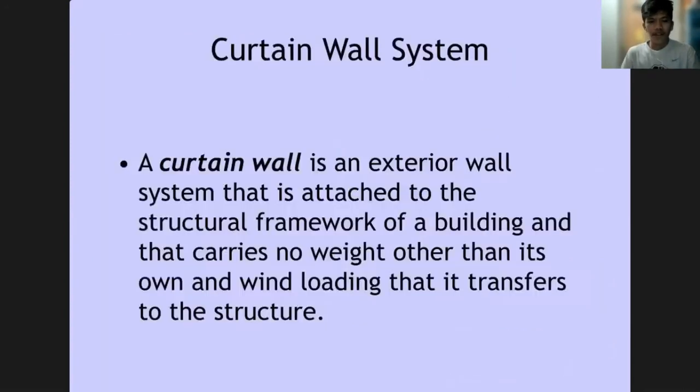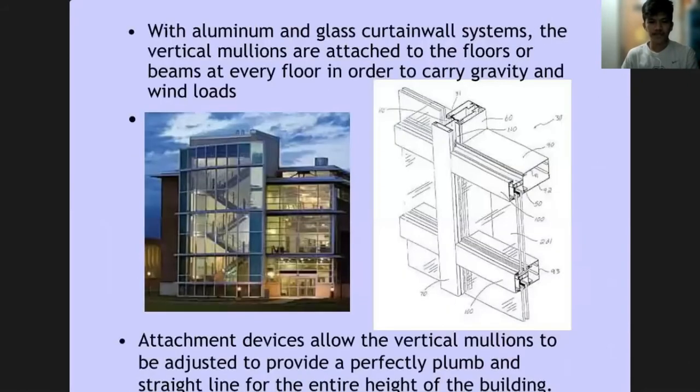Curtain wall system. A curtain wall system is an exterior wall system that is attached to the structural framework of the building that carries no weight other than its own. With aluminum and glass curtain walls, the vertical units are attached to the floors or beams at every floor in order to carry the gravity in the windows. Attached unit devices allow the vertical units to provide a perfect plane for the entire height.